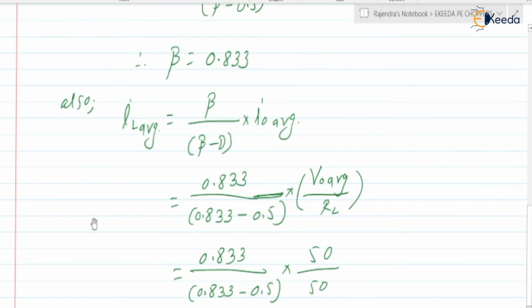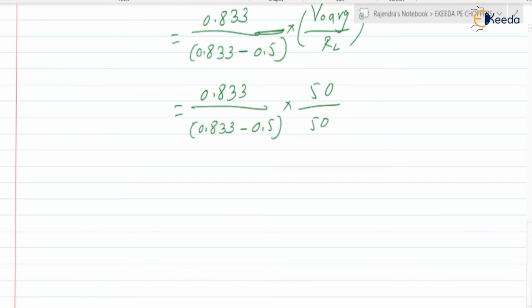Therefore, IL average is equal to 0.8333 divided by 0.8333 minus 0.5, so it is 0.333. So it is equal to 2.5 ampere. So this is what IL average is.